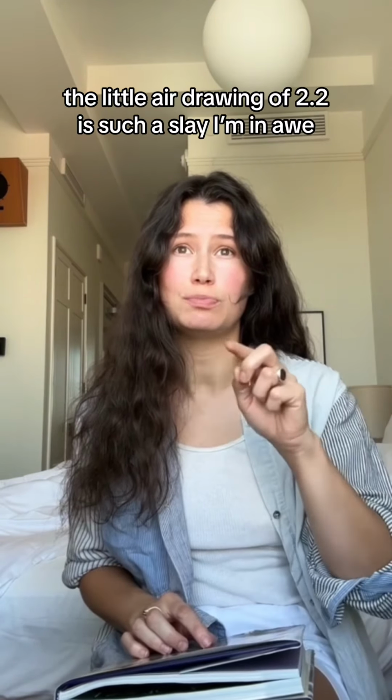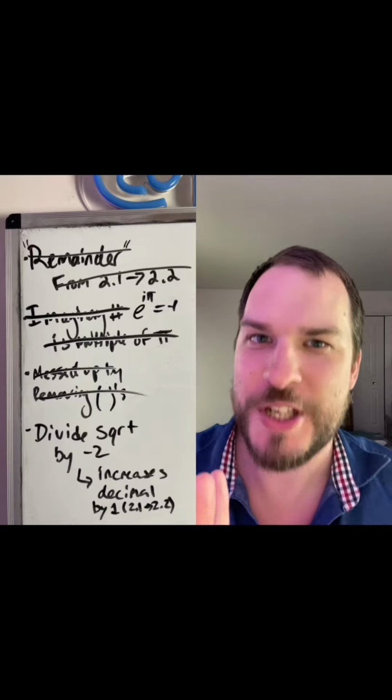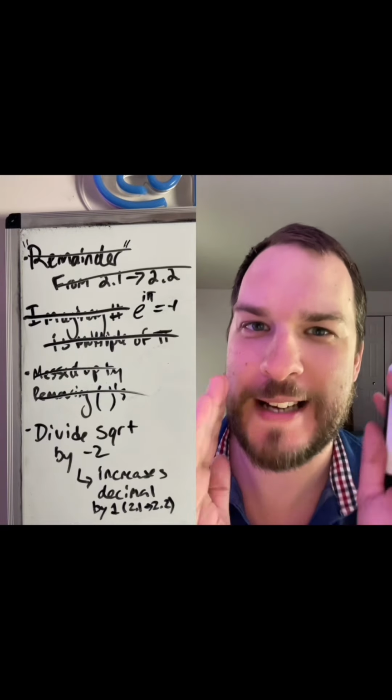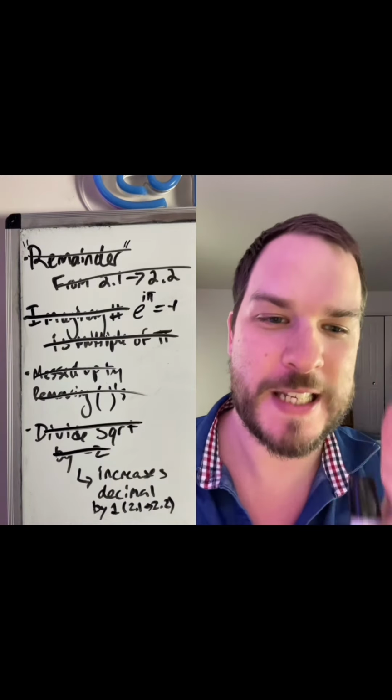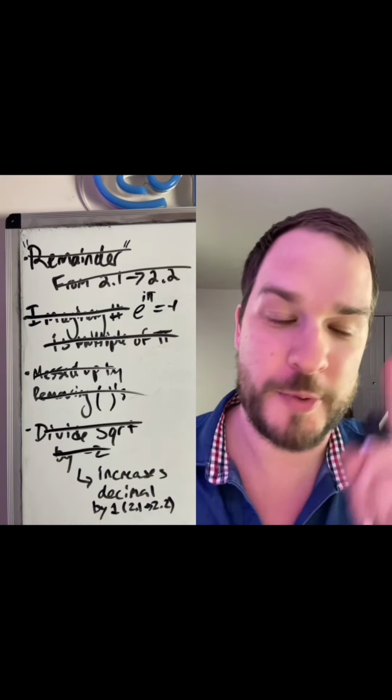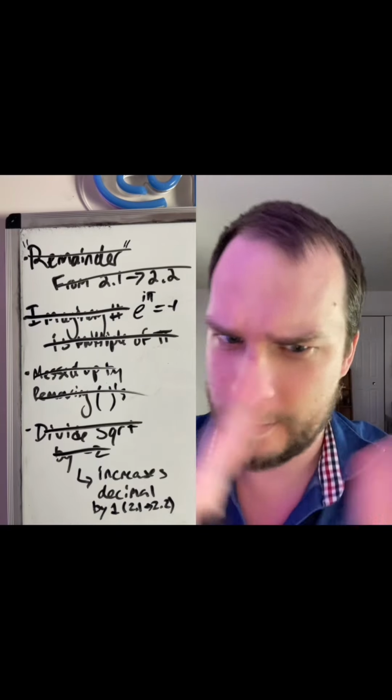You have to divide the square root by -2, which increases the decimal by 1, making the remainder 2.2. Now, this is how we'll make the parentheses going away actually work out. So we need division to happen when the parentheses are not taken away. So it's going to be kind of weird, but let's cross this out, and that's going to make the decimal increase by 0.1 from 2.1 to 2.2. She says it makes the decimal increase by 1, but I think she means by 0.1, so don't worry about that.